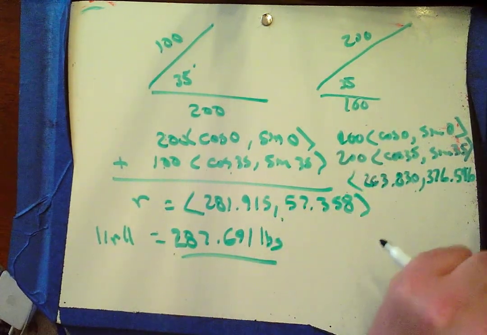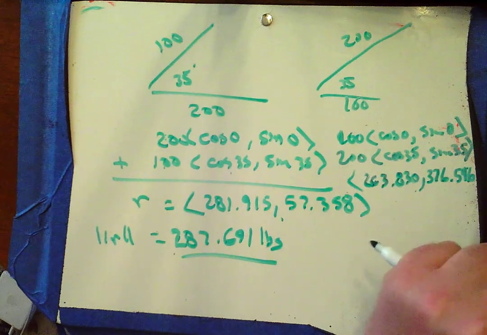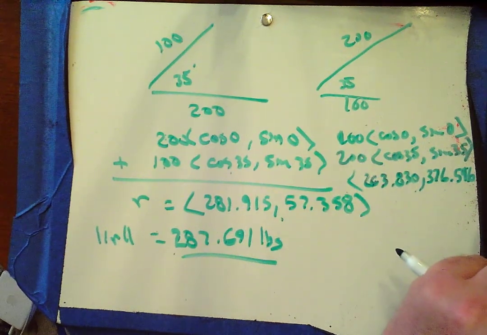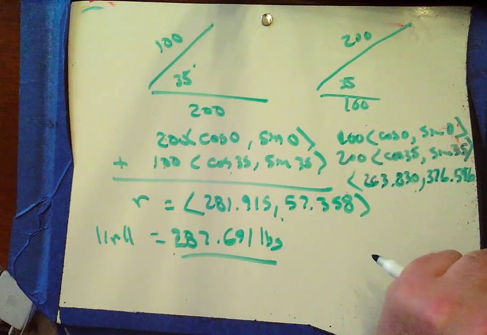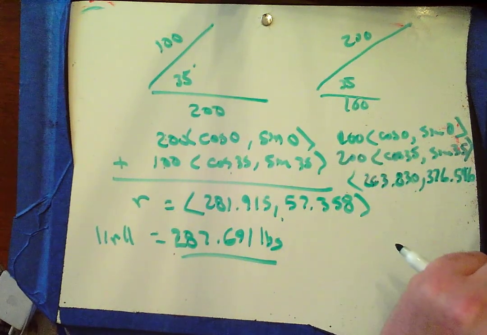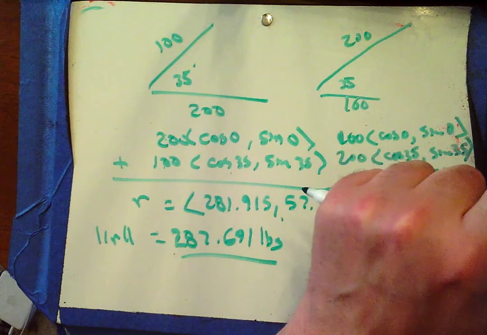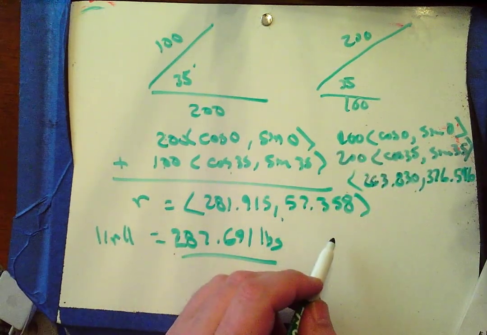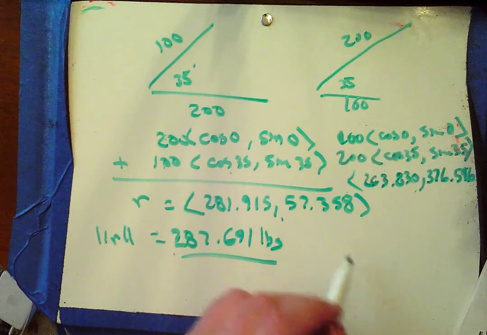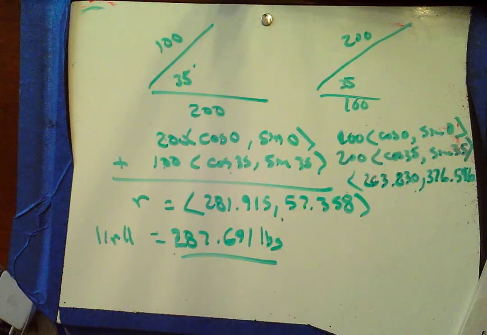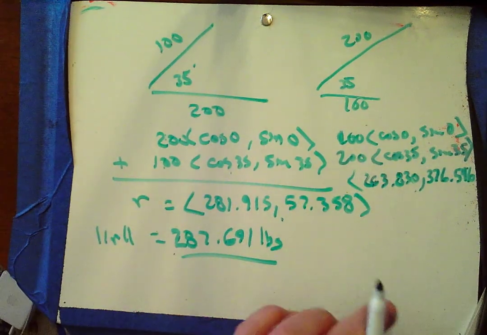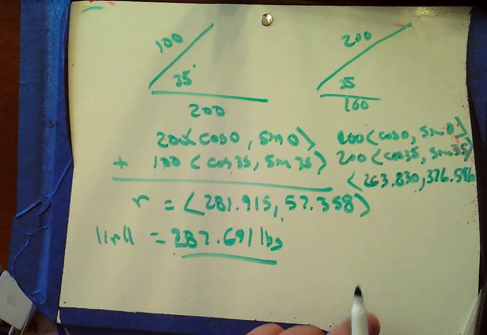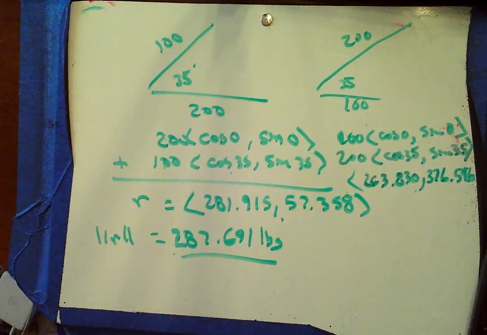So 263.830 squared plus 376.546 squared. And don't forget to take the square root of that. And I think I did something wrong because I'm supposed to get the same magnitude. But I didn't get the same magnitude. And I guess that doesn't surprise me.